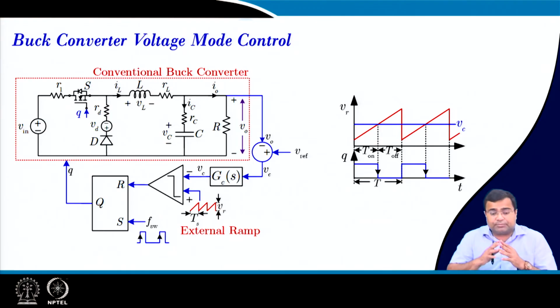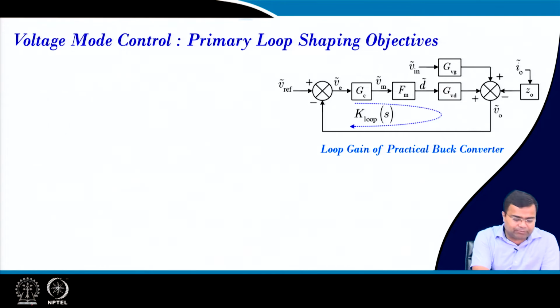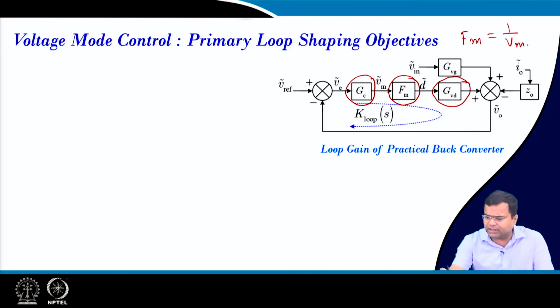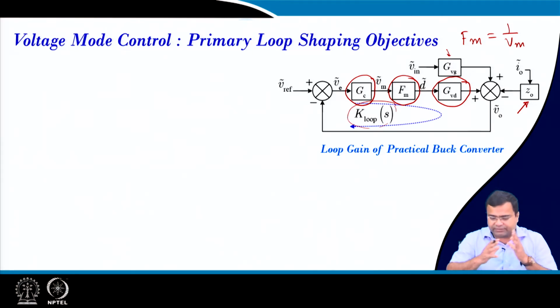So, if we consider the buck converter voltage mode control, this is the analog voltage mode control which we have discussed multiple times. So, what are the primary loop shaping objectives? If you take the small signal block diagram, this is our control to output transfer function, this is our controller or compensator, this is the modulator gain, and we know that Fm is equal to 1 by Vm, where Vm is the peak voltage of the sawtooth waveform, and this is the open loop output impedance, and this is the audio susceptibility. And we want to shape the loop transfer function in such a way we can meet the desired crossover frequency as well as the phase margin.